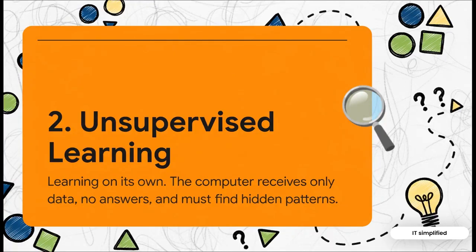All right, method number 2 is unsupervised learning. So if the last one had a teacher, this time the teacher leaves the room. You just dump a massive pile of data on the computer, no labels, no right answers, and you basically say, go figure it out. Find some patterns for me. The whole idea is for it to find hidden groups or structures you didn't even know were there.